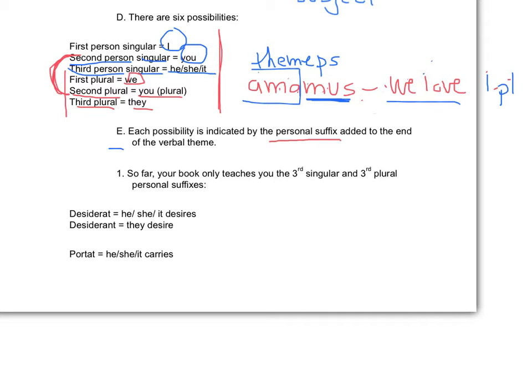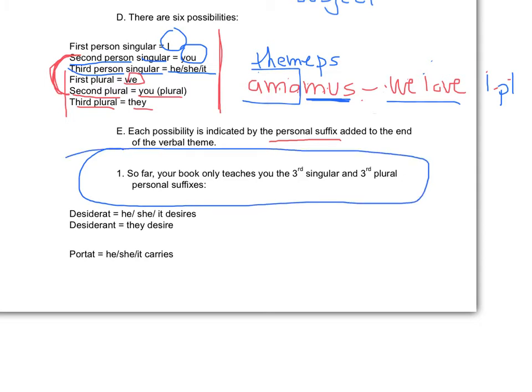Your book so far makes it easy for you. So far the book only teaches you the third singular and the third plural. For example, desiderat means he, she, or it desires, whereas desiderant means they desire. Note that this ends with a T and this ends with an NT. That's how you can tell the difference between the third singular, he, she, or it, and the third plural, which is they. The ending on the verb.